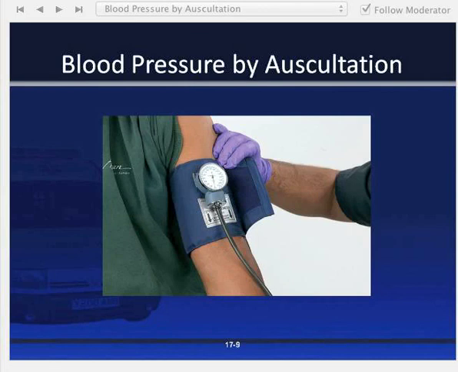When auscultating blood pressure, we'll start out with step 1: expose the patient's upper arm. Select the correct size of blood pressure cuff for the patient. Wrap the pressure cuff evenly around the patient's upper arm, at least 1 inch above the elbow. Place the arrow on the cuff over the patient's brachial artery.